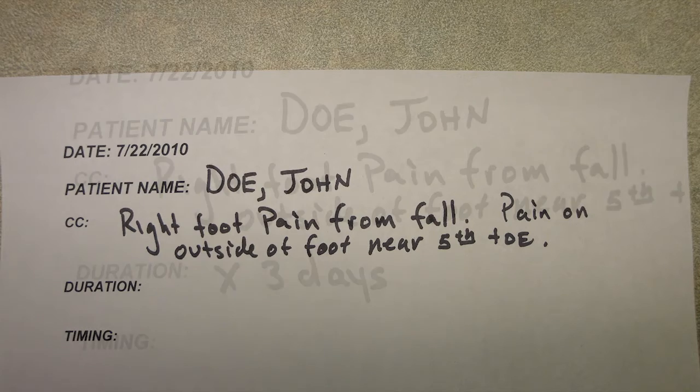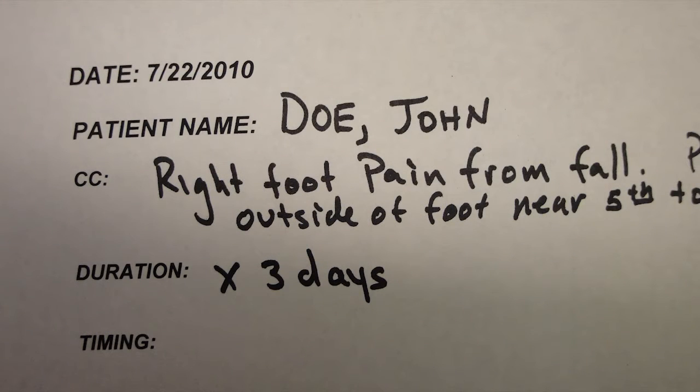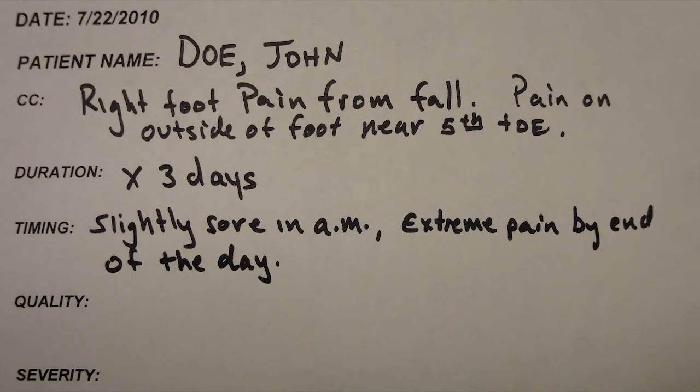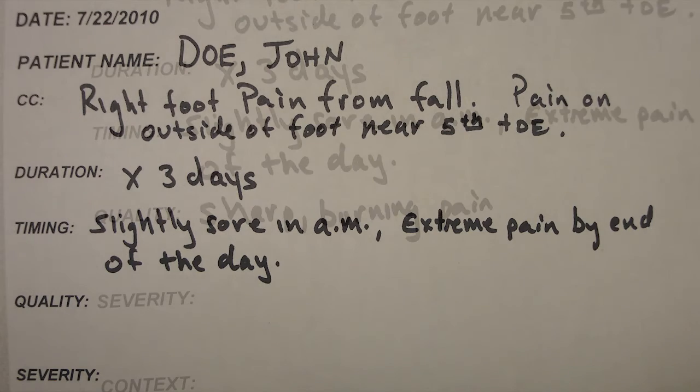The second bulleted item is duration. This is when the problem occurred, how long they've had the pain, and what they did when they first noticed it. Next is timing. This item refers to when the patient notices their symptoms and if the symptoms change depending on the time of day.